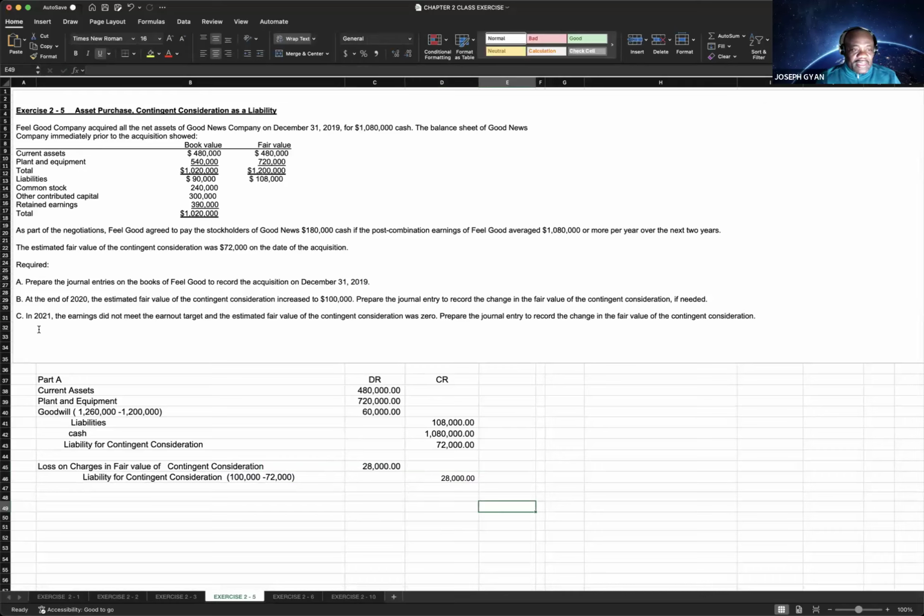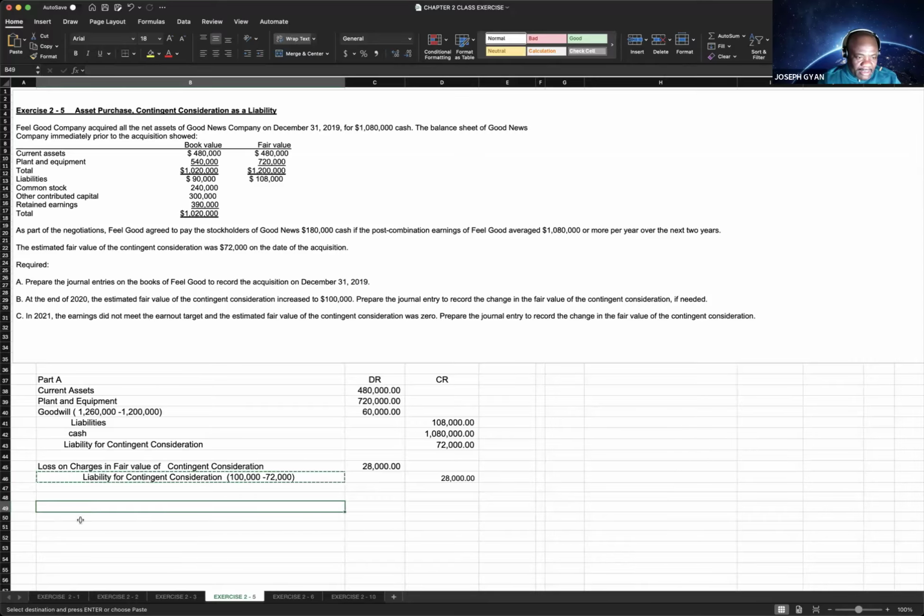Then she said, okay, in 2021 the earnings did not meet the target, which means that we are not obliged to give them anything. The promise is if they are able to keep it, we'll give them the money. Here's the case, they were not able to get the money. So we are going to debit the contingent liability here on part C.